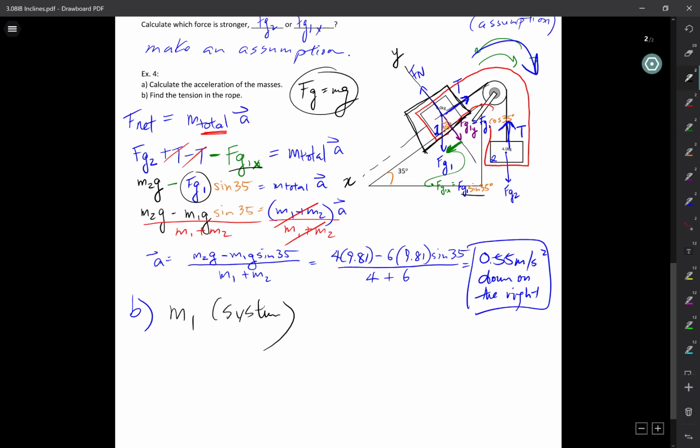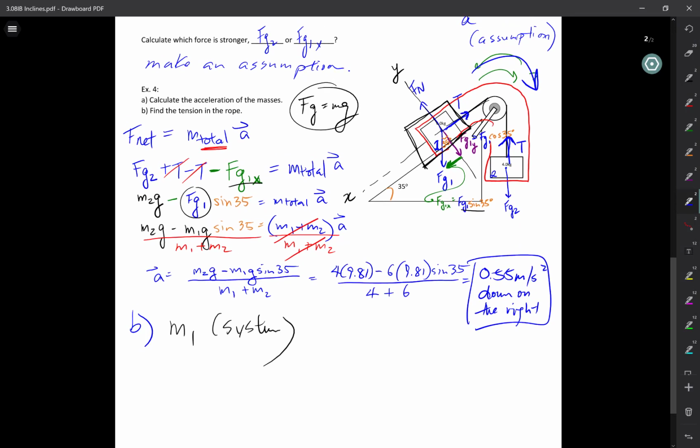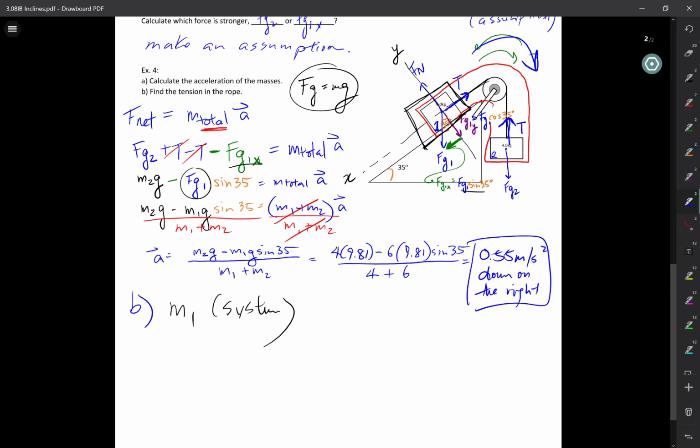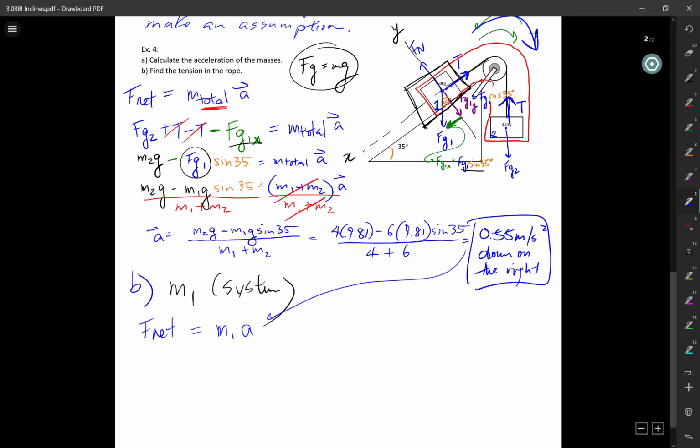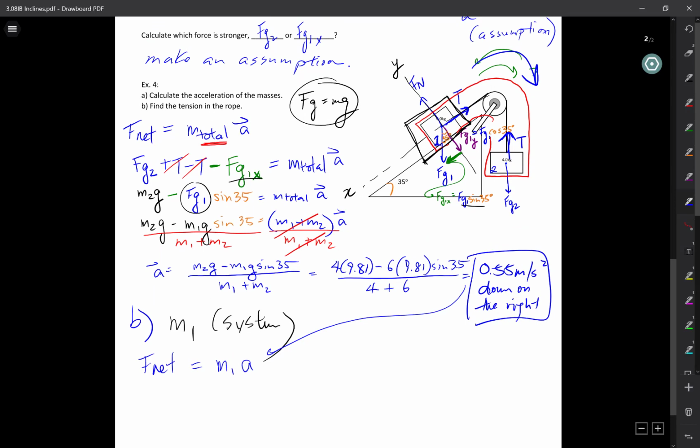If I take a look at mass 1, I'm going to look at my F net. I know mass 1 is going to go up the incline based on my previous assumption, and it worked out. The F net is going to be up the incline. This is equal to m1 times the acceleration, which we already know from the previous question. We're looking at the F net along the x-axis, and I'm making that note just so we're clear, because that's how we find tension. Tension is acting along the x-axis.